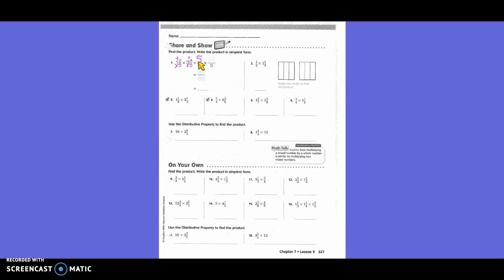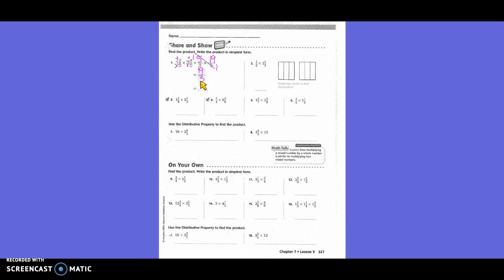5 times 3 is 15, plus 4 is 19. So technically we could do 5 times 19, but can I simplify beforehand? Yes, so I'm going to cross this out. What goes into both of those? 5, so 5 goes into 5 once, 5 goes into 5 once. So 1 times 19 is 19, and then 3 times 1 is 3.